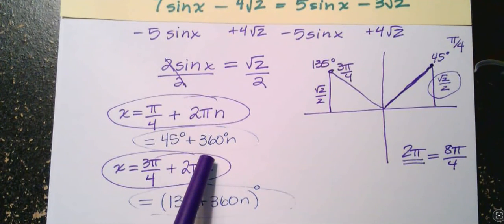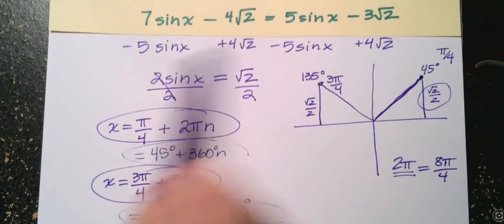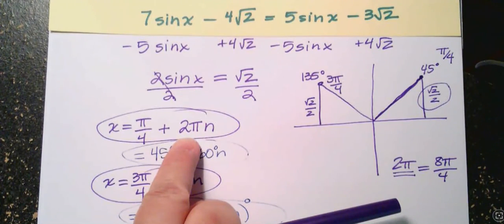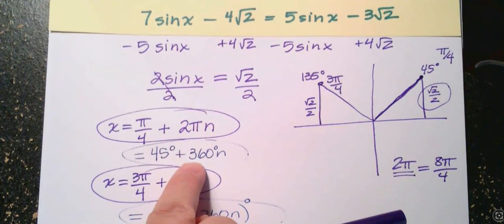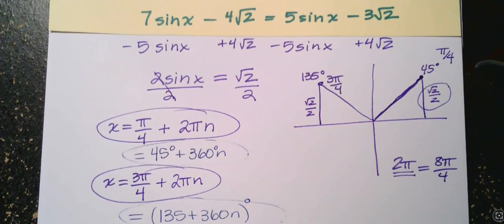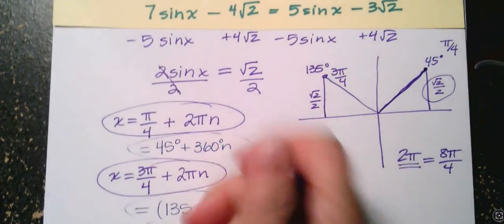But tangent and cotangent, you only have to go halfway around the circle to get to another angle that has the exact same tangent. So if this had been a tangent equation, instead of saying plus 2 pi times n, I would have said 1 pi times n. Instead of 360, I would have said 180. Because 1 pi or 180 is halfway around the circle.